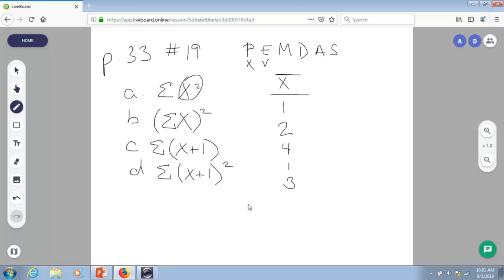Now let's work our way through squaring each raw score that is present on the whiteboard. Really simple, we'll square 1, we'll square 2, we'll square 4, we'll square 1, and we'll square 3, right? 1 squared is 1, 2 squared is 4, 4 squared is 16, 1 squared is 1, and then 3 squared is 9. Pretty simple, right? So we've taken care of our exponent first.